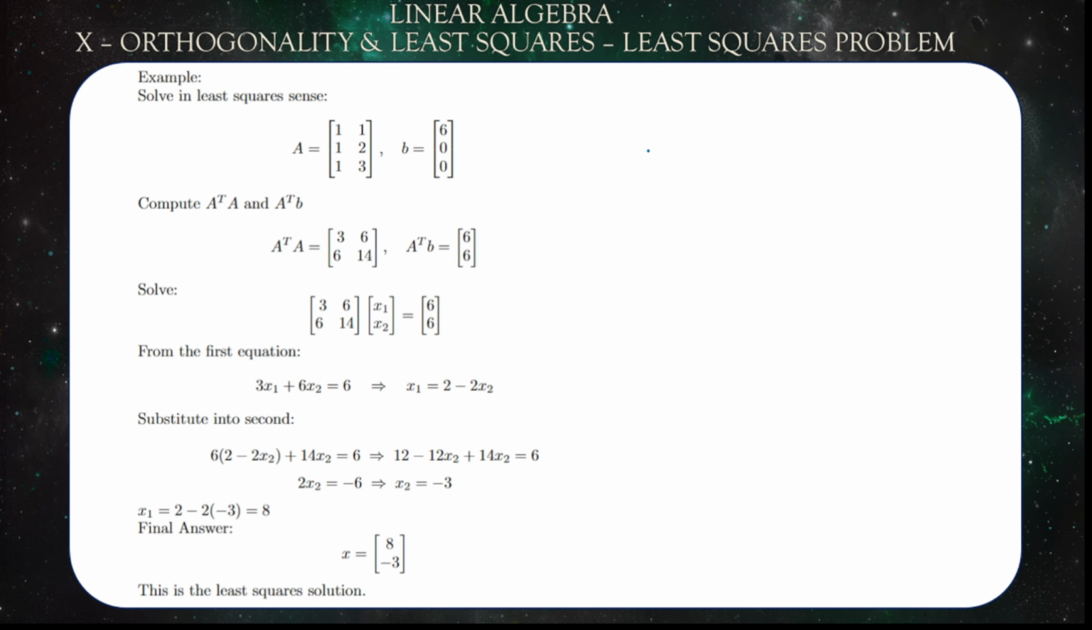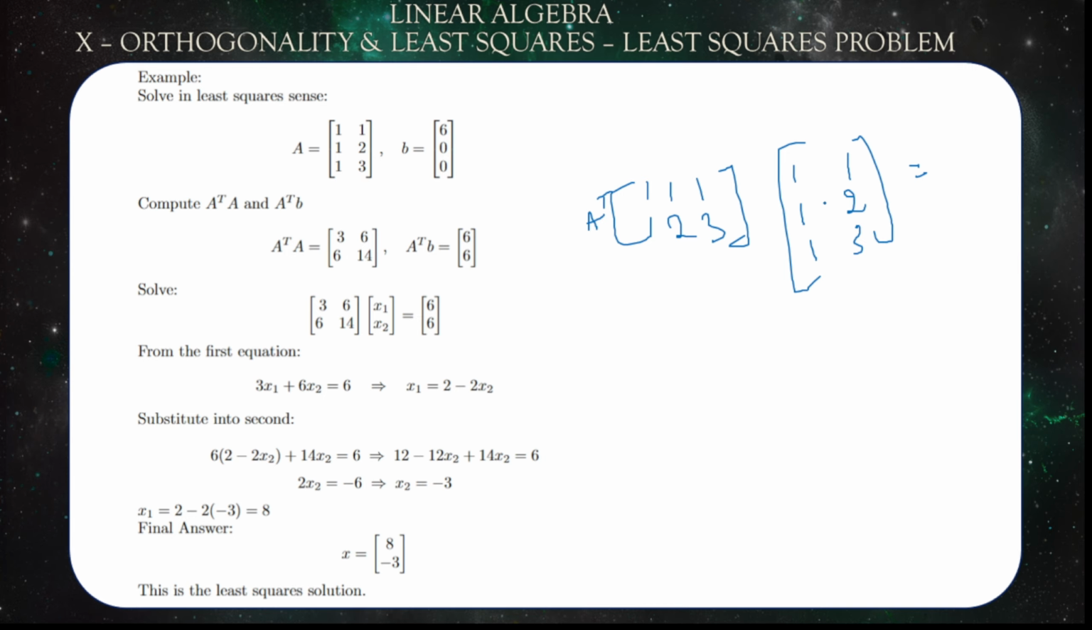The transpose of A is simply you flip the column into a row: 1, 1, 1. The second column becomes another row: 1, 2, 3. That's A^T, the transpose of A. And then you multiply it by A, the original matrix, which is 1, 1, 1 and 1, 2, 3. And you obtain this square matrix.